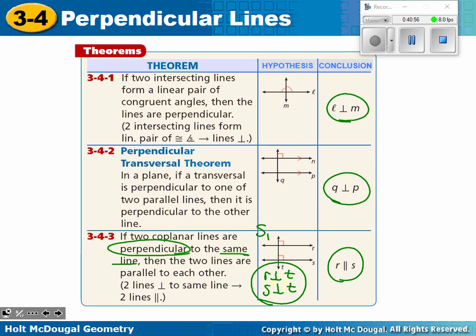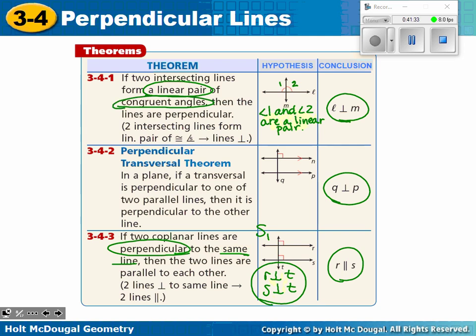Number 1 does not have a name. Okay, so here's what it says. If two intersecting lines form a linear pair, so the first thing that you're going to have in your proof is that you have a linear pair. So for example, if this were angle 1 and this were angle 2, we would have to say angle 1 and angle 2 are a linear pair. That would have to be in your proof somewhere. Okay? If they form a linear pair of congruent angles.